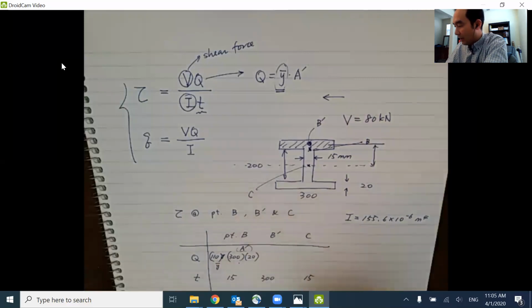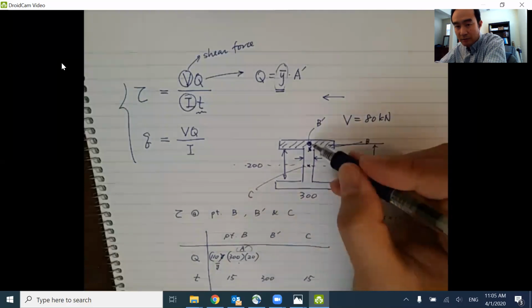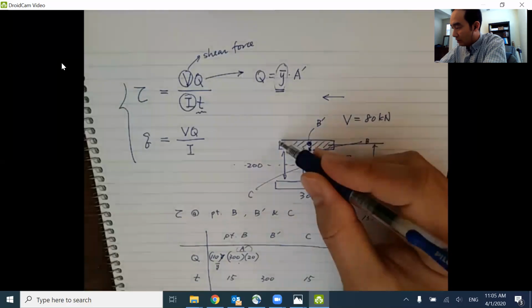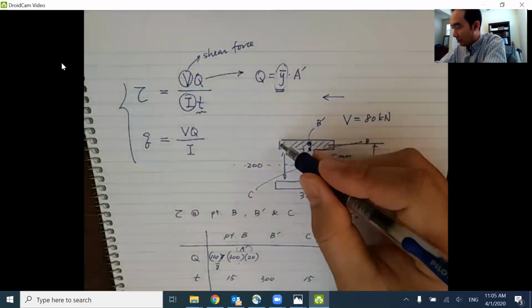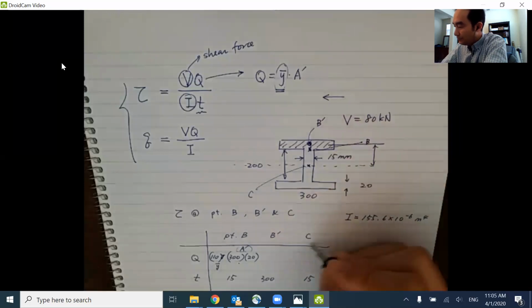So that's how we can calculate the Q. And we're going to have the same Q for B prime because B and B prime are exactly the same location, so the first moment of area up to that point is going to be identical. What about point C?